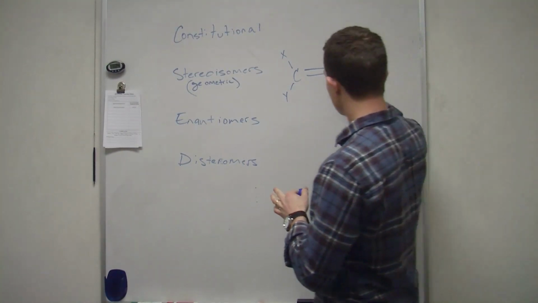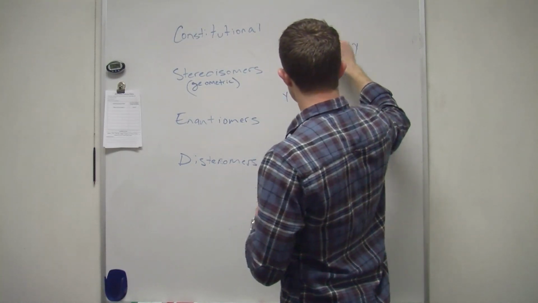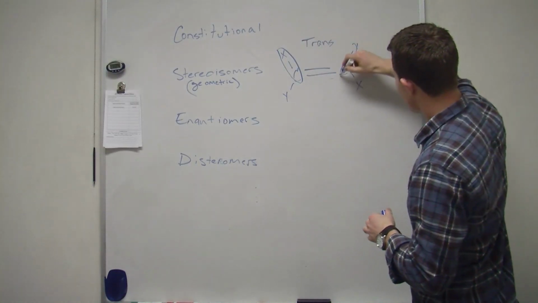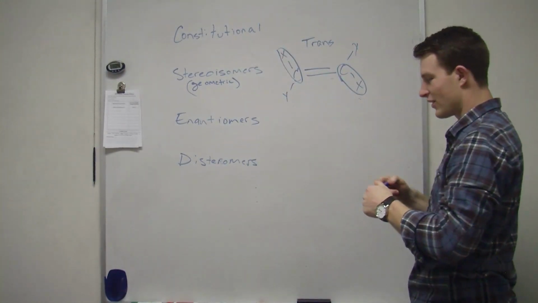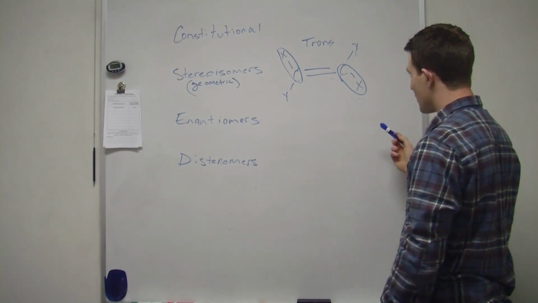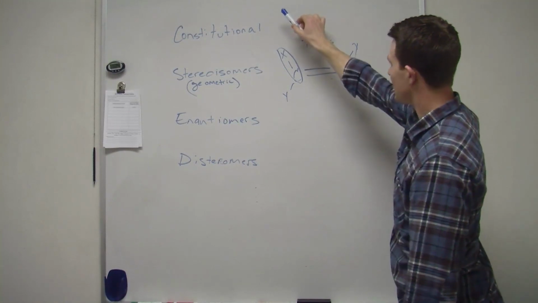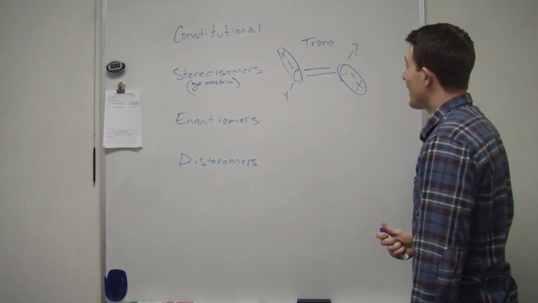This is a trans. Why? Because this is on this side and this is on this side of the molecule. They're on separate sides. I often think of the Transcontinental Railroad that crosses the U.S., so you're crossing to the other side. That's what makes a trans.